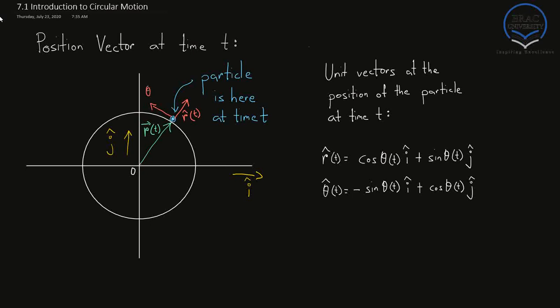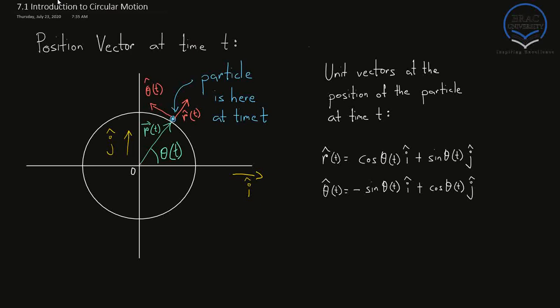And as we knew how r hat and theta hat were given in terms of the Cartesian unit vectors i hat and j hat, we just need to understand that this angle theta changes with time because this particle is moving. So this is a function of time, theta of t. Just plug that into the expression we had a minute ago, and you'd have r hat of t equal to cos theta of t i hat plus sin theta of t j hat, and a similar expression for theta hat.